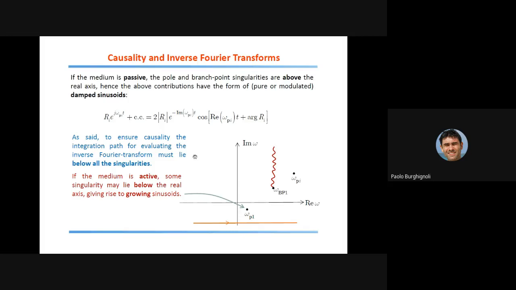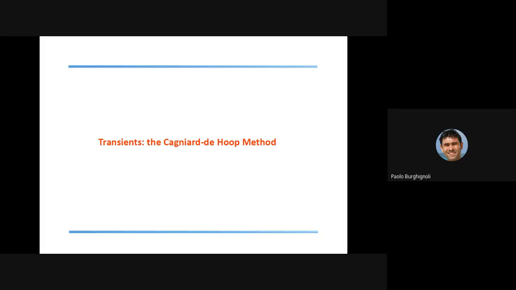Okay, this concludes our introductory part of this lesson on transients. What we will now explore in the remaining part of this lesson and also in the next lesson is one of the few analytical techniques that are available in the time domain, the so-called Cagniard-de Hoop method.